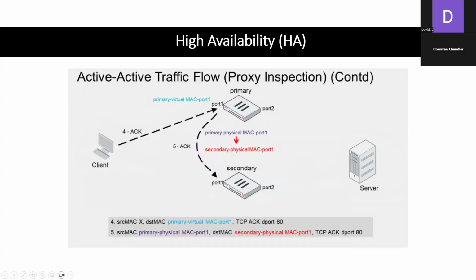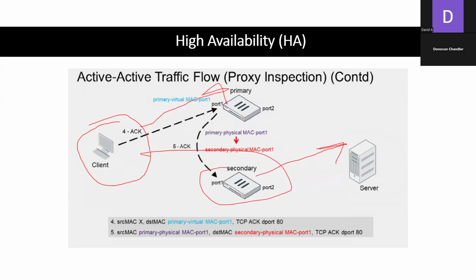But now what happens? Now the client says, all right, excellent, I received the packet from the secondary. I'm going to send an acknowledgement, or ACK. Still going to forward it to the primary FortiGate using the virtual MAC address. It's going to be up to the primary FortiGate within the cluster to forward that traffic, and it's going to shoot that over to the secondary. And there we have it. It's going to send that ACK to that server.